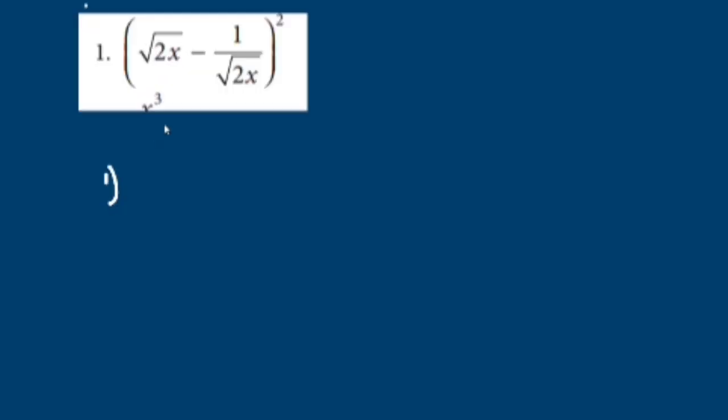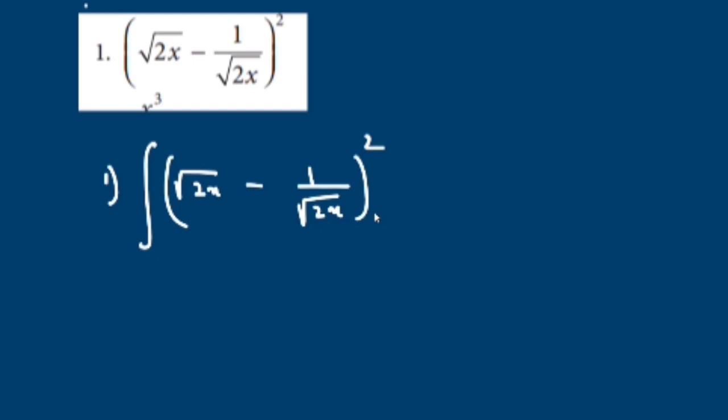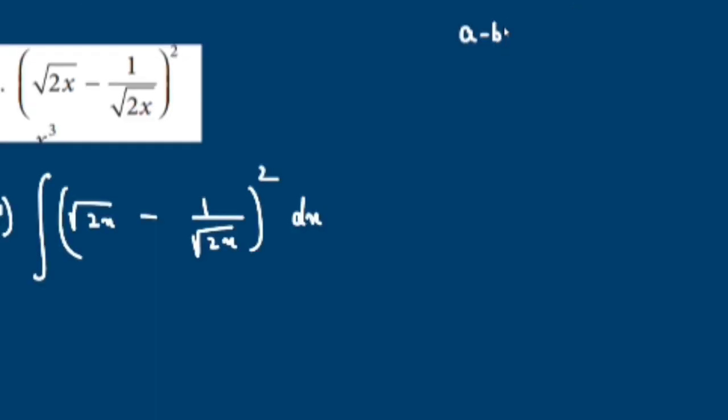Exercise 2.2. Next one: root 2x minus 1 by root 2x the whole square. Integrate this. So first we have to expand this. a minus b the whole square. So using a minus b, expand it. a minus b the whole square is a square minus 2ab plus b square.